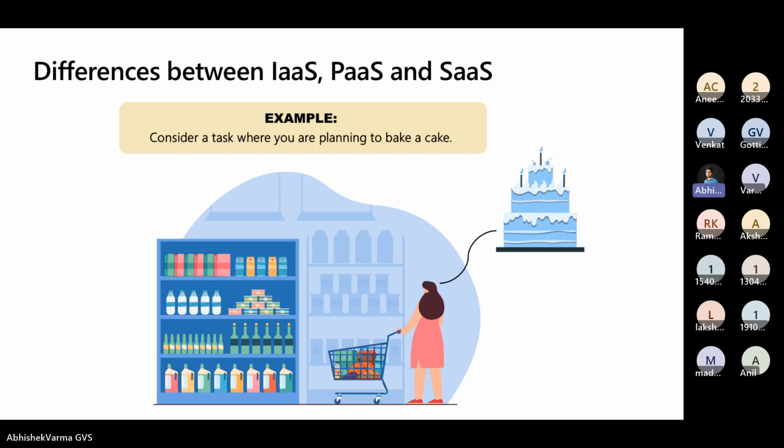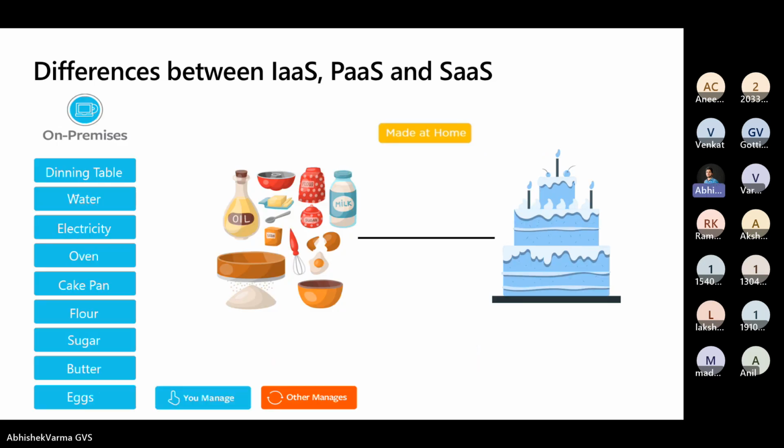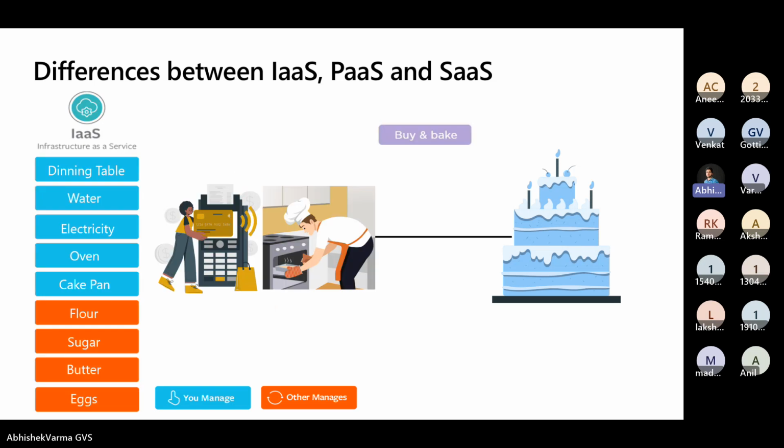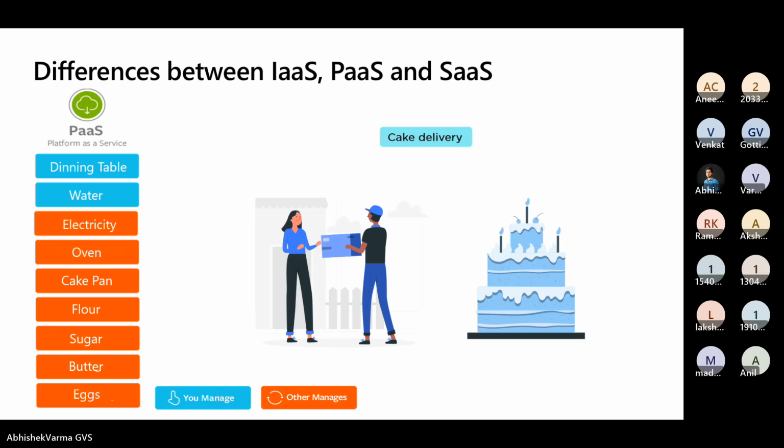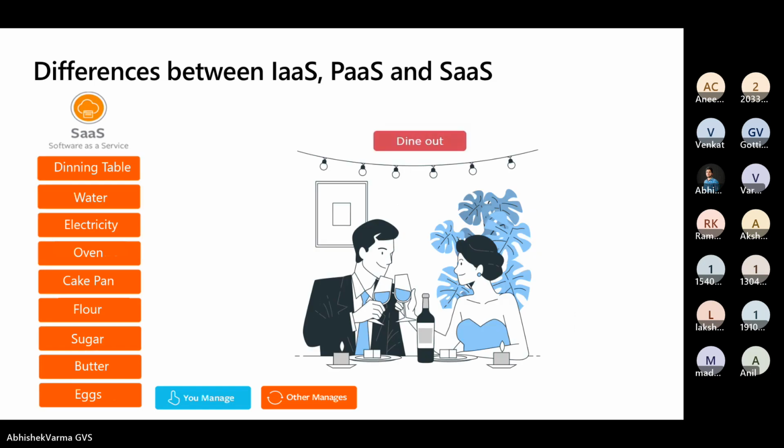Also, the difference between infrastructure as a service, platform as a service, and software as a service: on premises, you should manage everything, like making a cake at home. In infrastructure as a service, this all should be managed by the bakery. And platform as a service is like a cake delivery. And software as a service is just you dine out and everything is managed by the hotel.